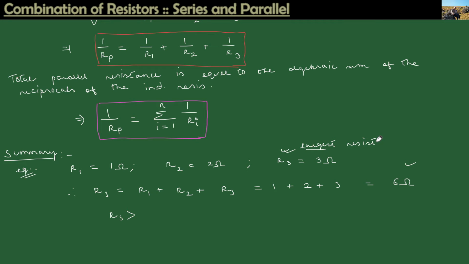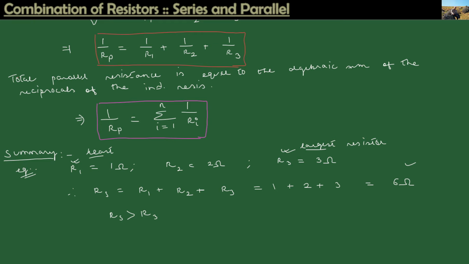The largest resistor has the largest resistance, and R1 has a resistance of 1 ohm, which is the least. This means that if all three resistors, of 1 ohm, 2 ohms and 3 ohms, are connected in series, the total resistance of 6 ohms will be greater than the largest resistance.